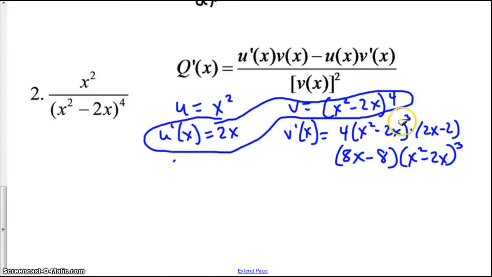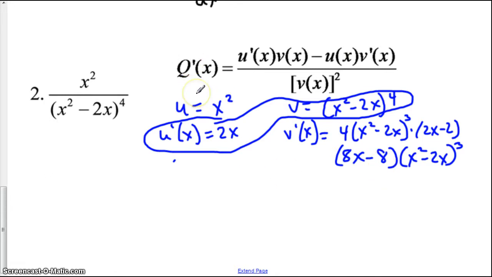Okay, I noticed I left off that power of 3 when I did the chain rule, so make sure you fix that. So it should be 4 times the inside, and then you subtract 1 from the power, and then the derivative of the inside. Also, it's a good habit to go ahead and simplify anything you can before you substitute into your formula. So I multiplied 4 times 2x minus 2.